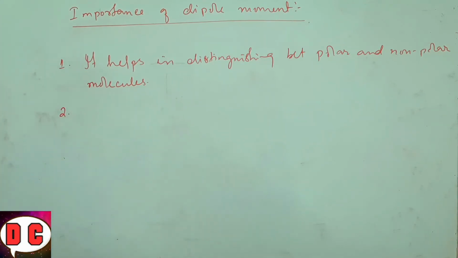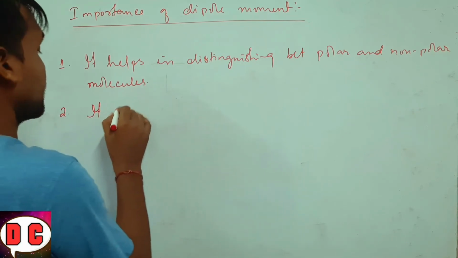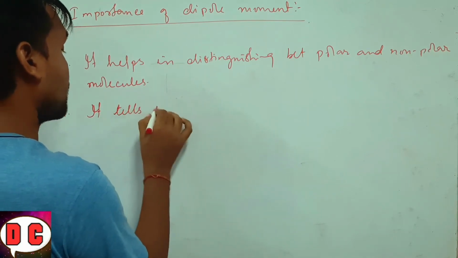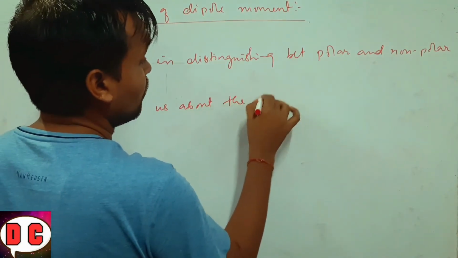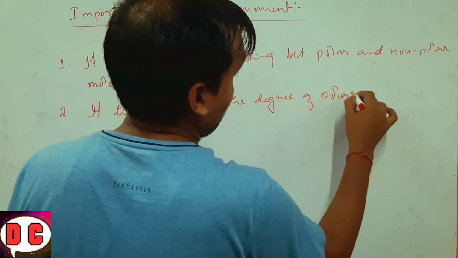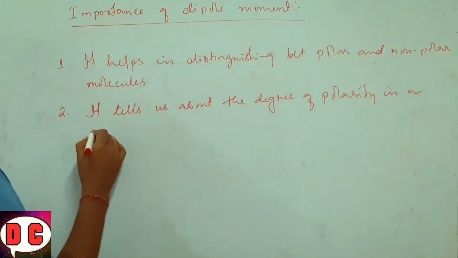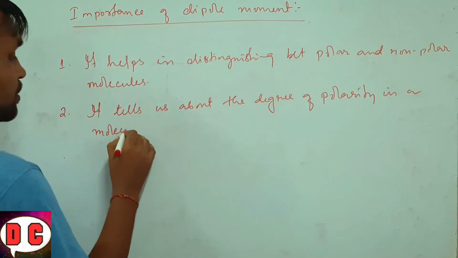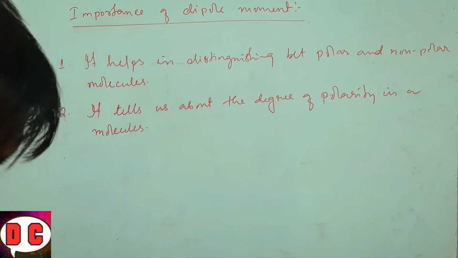Second, it tells us about the degree of polarity in a molecule. Okay, it tells us about the degree of polarity in a molecule. Got it or not? So that is the importance of it.